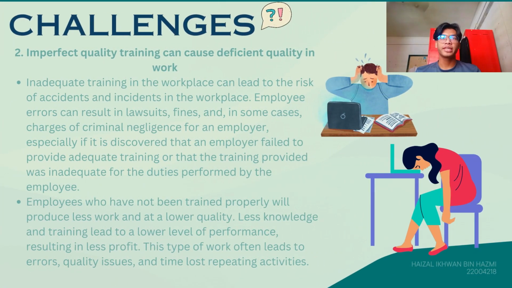Another challenge is that imperfect quality training can cause deficient quality in work. Inadequate training in the workplace can lead to the risk of accidents and incidents in the workplace. Employee errors can result in lawsuits, fines, and in some cases, charges of criminal negligence for an employer, especially if it is discovered that an employer failed to provide adequate training or that the training provided was inadequate for the duties performed by the employee. Employees who have not been trained properly will produce less work and at a lower quality. Less knowledge and training lead to a lower level of performance, resulting in less profit. This type of work often leads to errors, quality issues, and time lost repeating activities.